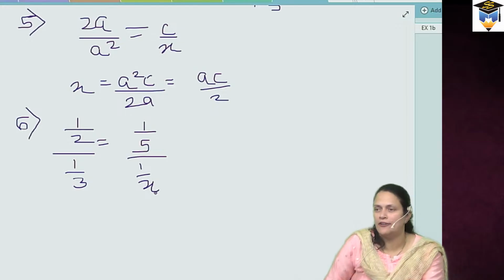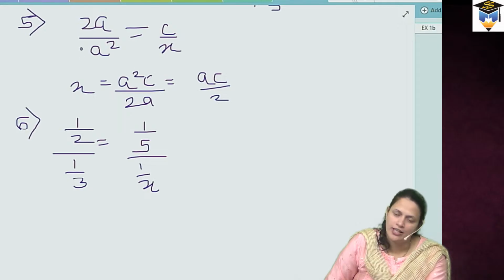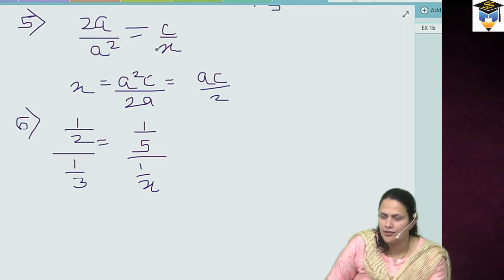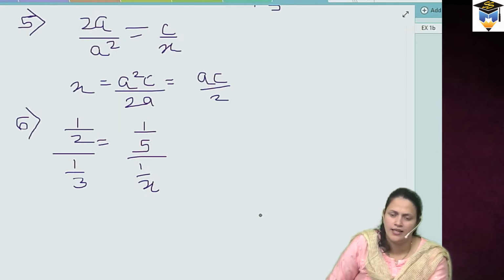Fourth proportional is what is asked. So this is the denominator. When I change the side, it will go to the numerator. This is in the denominator, it will change the side and go to the numerator. So a square c upon 2a, a cancels. So ac upon 2 would be the answer of x. X is equal to ac upon 2. Everywhere we have to do the same thing.